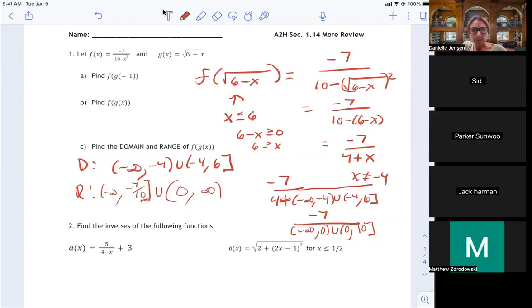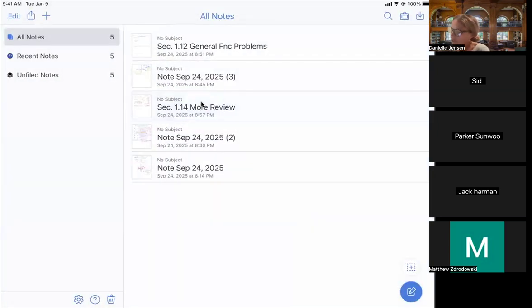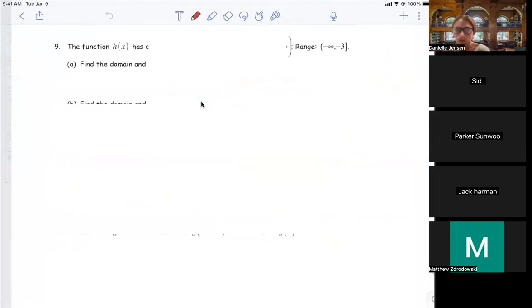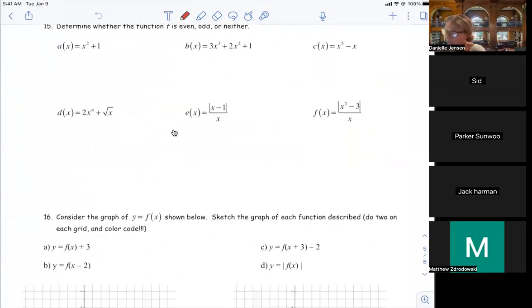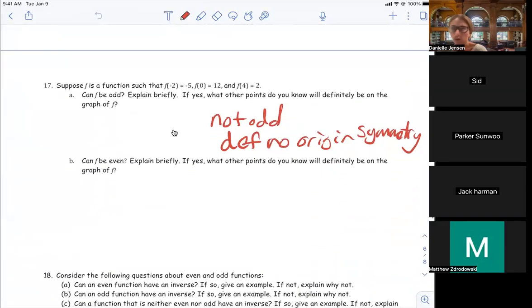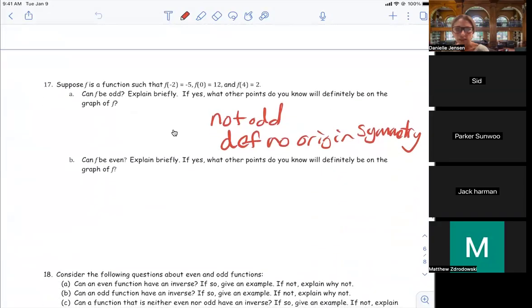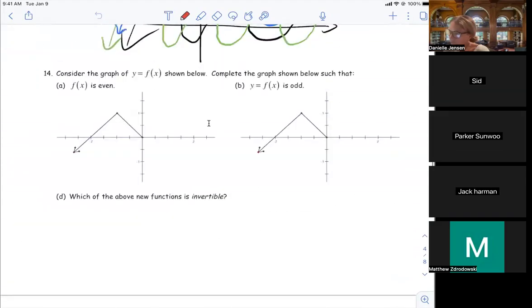Okay, let me make sure I've got everything. Okay, I'm gonna pop back to 1.12 here. And let's see, 17. Oh, I went over 17, right? Then 1.12, number 4.